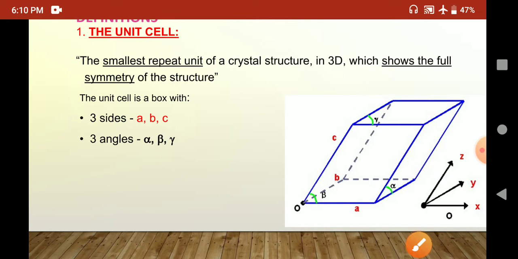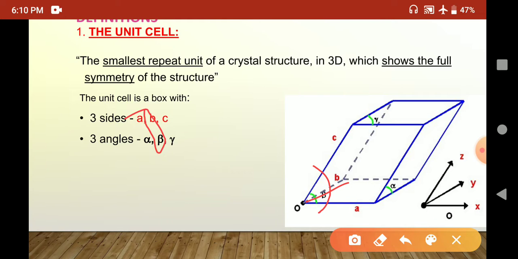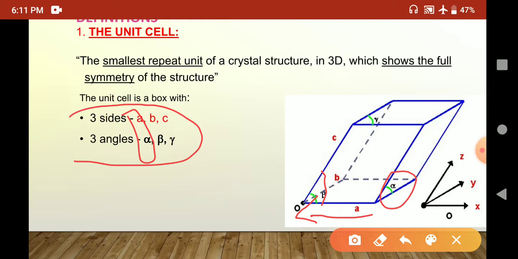Similarly, opposite to b, the angle created by a and c, is beta. And opposite to a, the angle created by c and b, is known as alpha. So symbolical representation is also important. Please remember this: opposite to a is alpha, opposite to b is beta, opposite to c is gamma. These are the six important parameters in the unit cell.